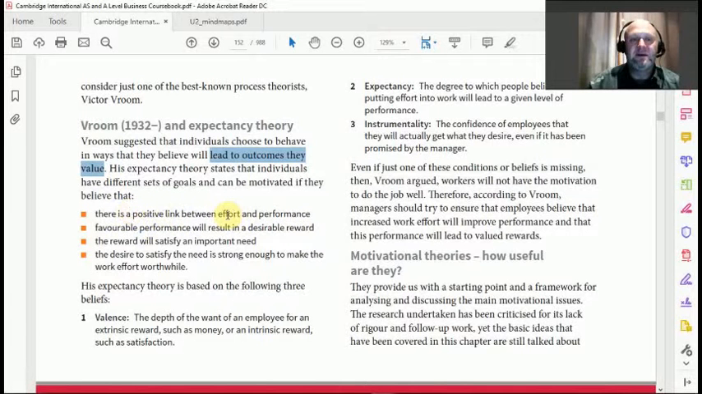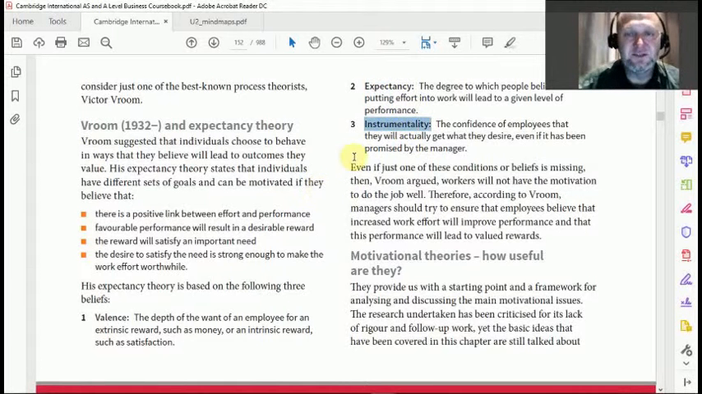Okay, effort and performance, keywords. A favorable performance will result in a desirable reward. The reward will satisfy an important need, and the desire to satisfy the need is strong enough to make the work effort worthwhile. So his expectancy theory was based on three things: valence, expectancy, and instrumentality.